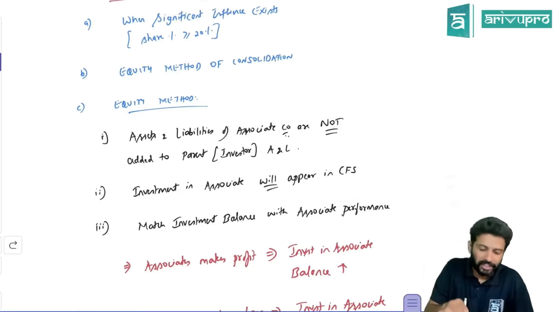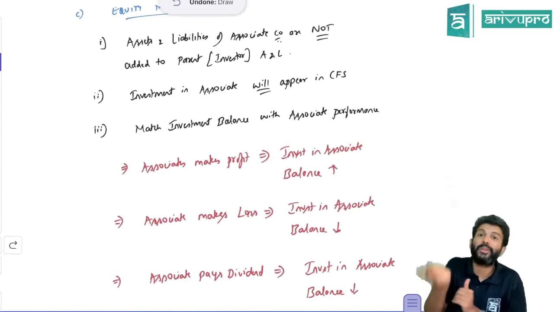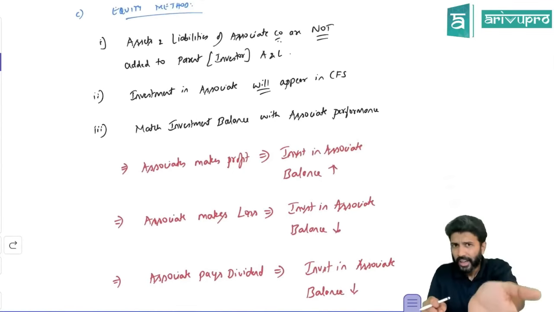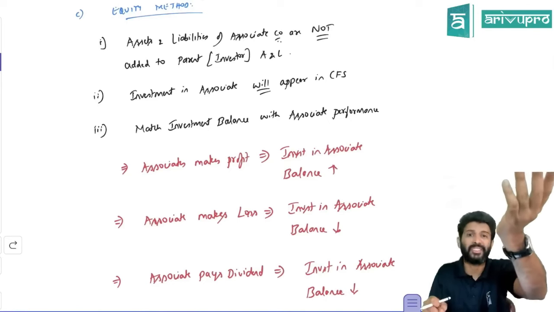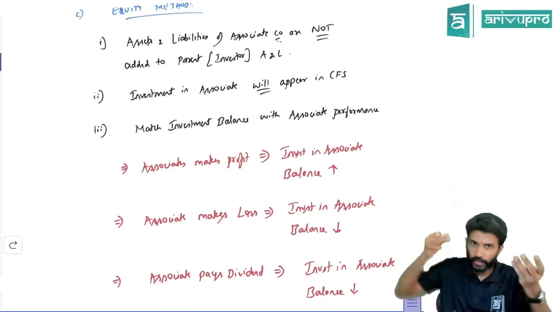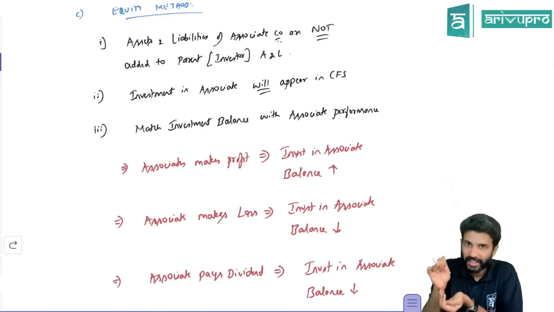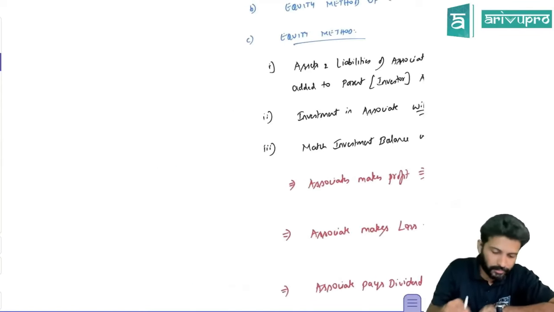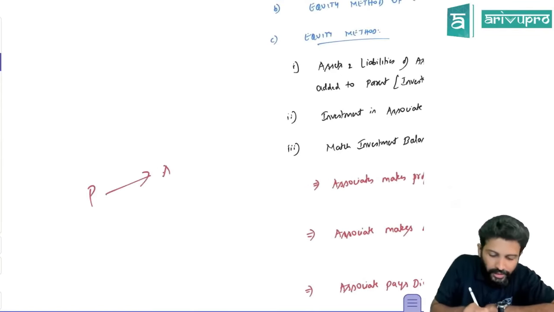Sir, if associate makes profit, investment in associate balance will increase. If associate makes profit, obviously the associate company's net asset will increase. We are a shareholder, no? We may not have control, but we still have significant influence. We are also shareholder. Where we have invested, let's say here P Limited has invested in A Limited.